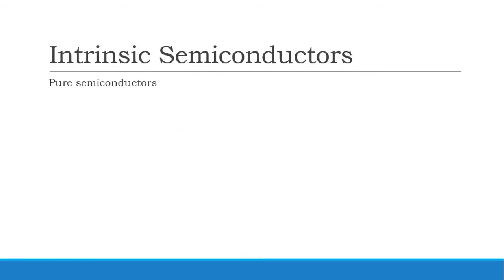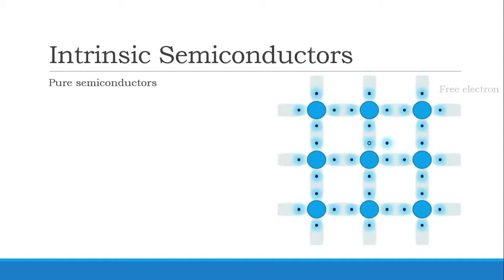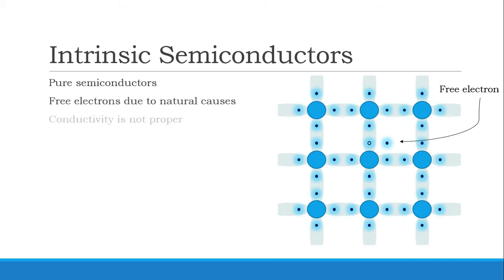Pure semiconductors are called intrinsic semiconductors. In intrinsic semiconductors, the electrons grab thermal energy from the surroundings and get rid of bonding. These electrons are said to be in the conduction band and they can conduct electricity. As the number of these electrons is very few, the conductivity is not proper.